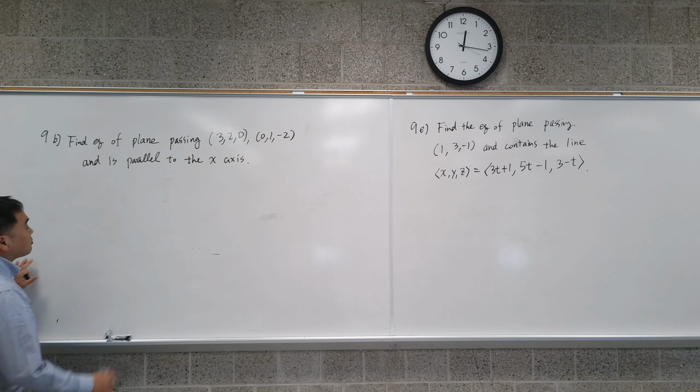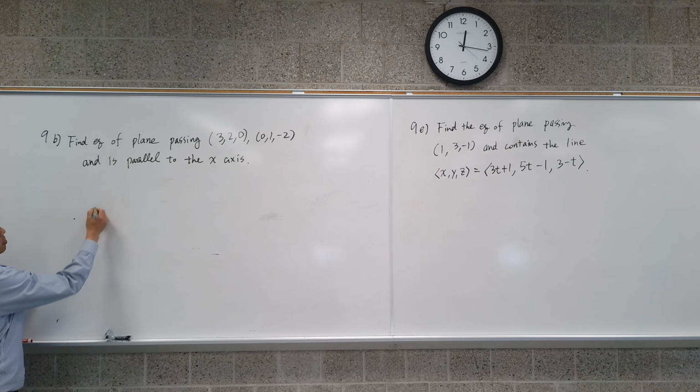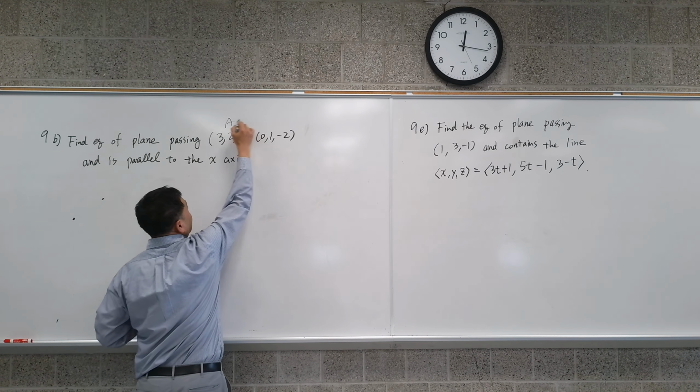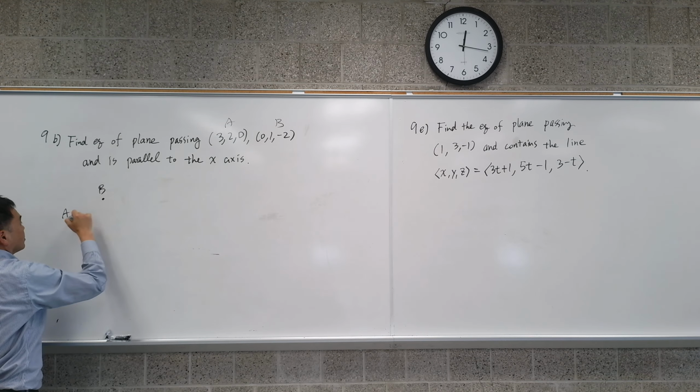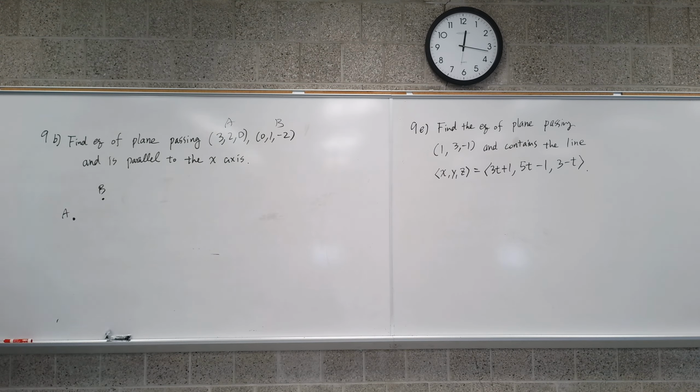Okay, here I have 2 points, (3, 2, 0) and (0, 1, -2). Let's call these points A and B. Okay, and I need a plane that contains these 2 points.